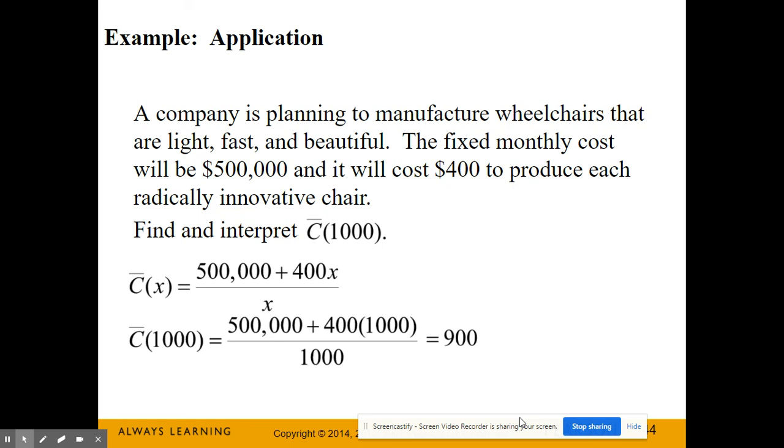All right, so we're first going to find and interpret the average cost at 1,000. Like if you were to produce 1,000 chairs, how much would it cost per chair? So it costs $400 per chair, plus the $500,000 it costs to just set everything up. So we're just substituting 1,000 in for x. We're dividing by 1,000 because we're looking for the cost per chair. Basically, that $500,000 is going to get split among the 1,000 chairs that you're making. And you end up with a $900 average cost per chair if you're making 1,000 chairs.